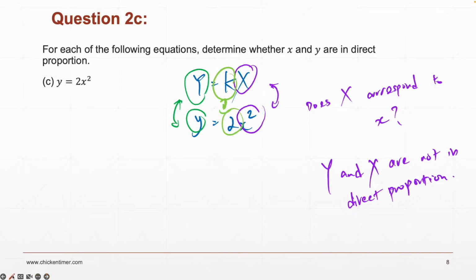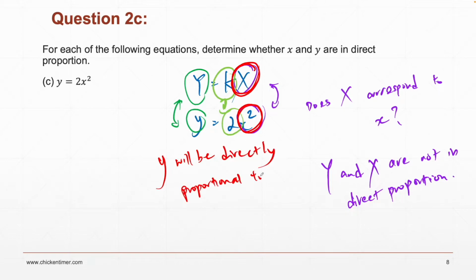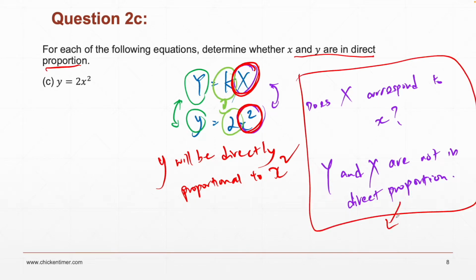But there's a catch here, a special case, because we can name x squared as X, then y will be directly proportional to x squared. So if we were to answer the question, they say determine whether x and y are in direct proportion, then we will give this answer. They did not ask whether y and x squared are in direct proportion or not. So your answer will not be the second one that I talked about.